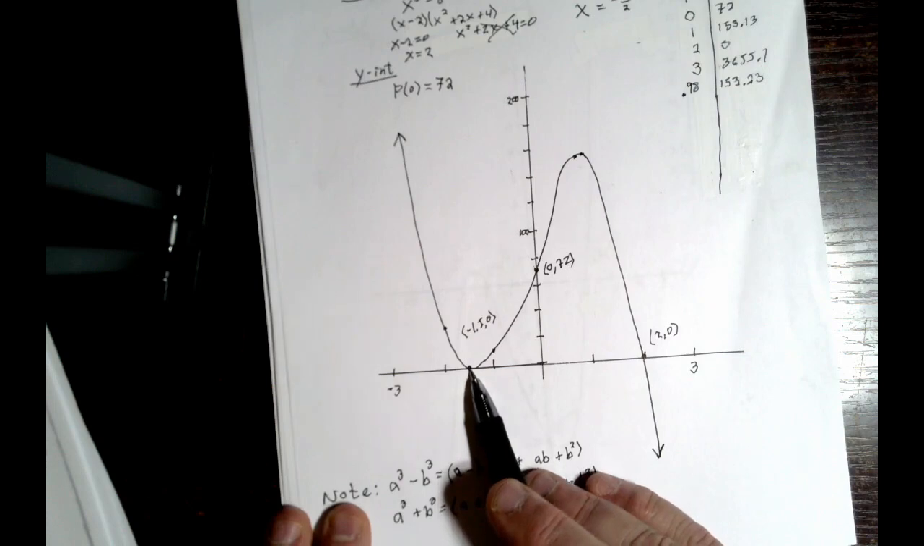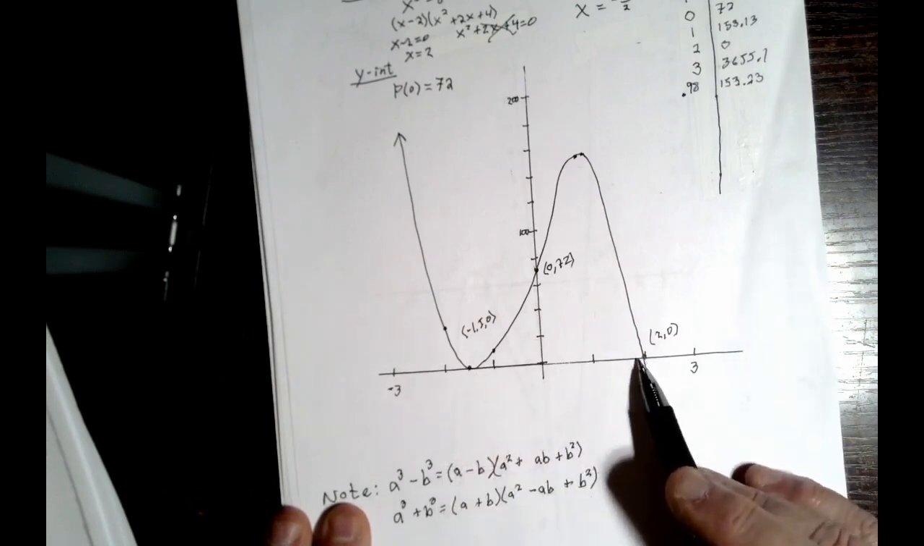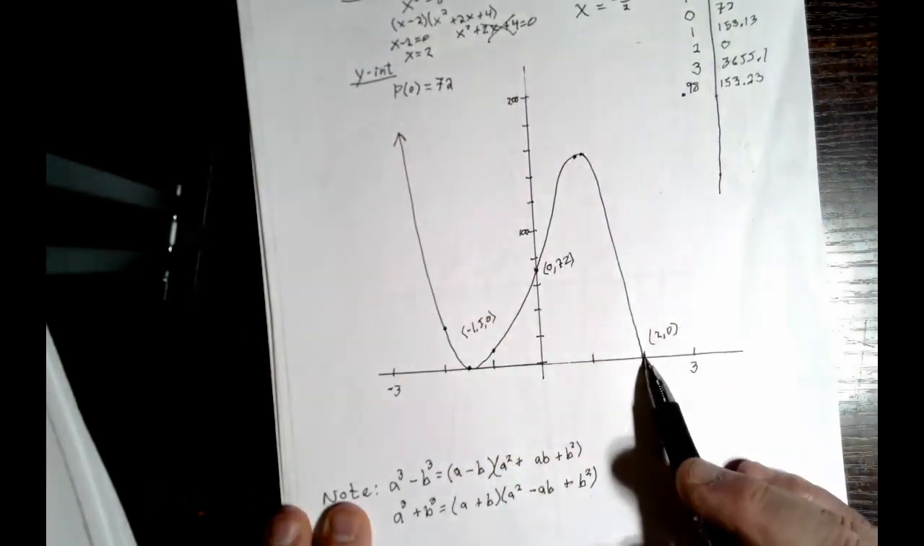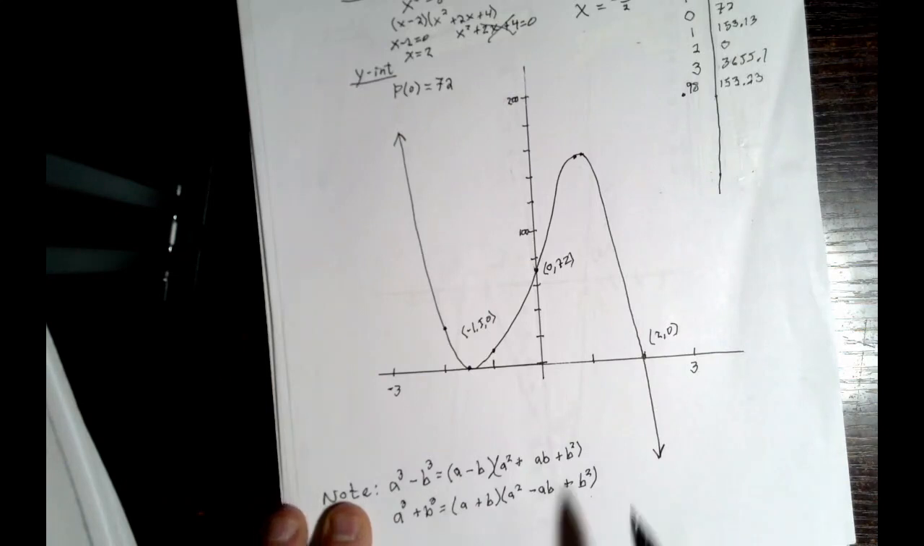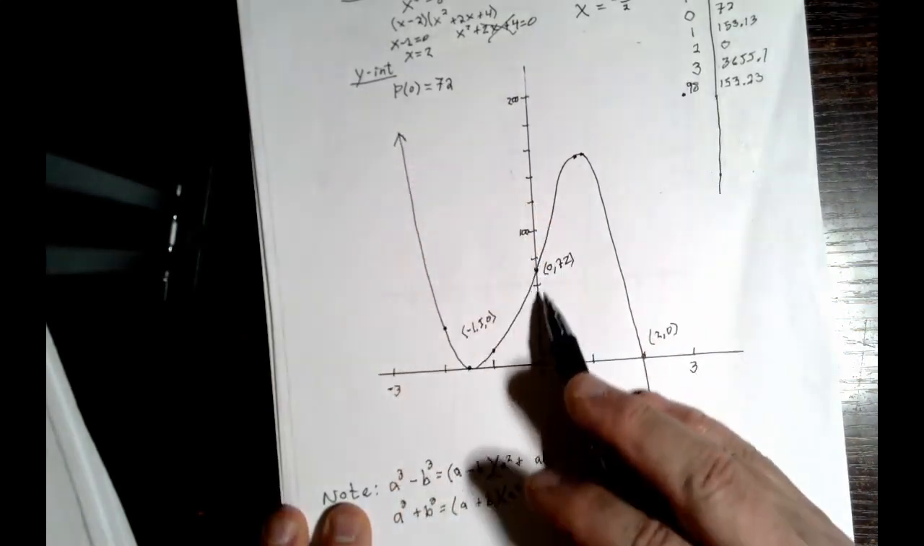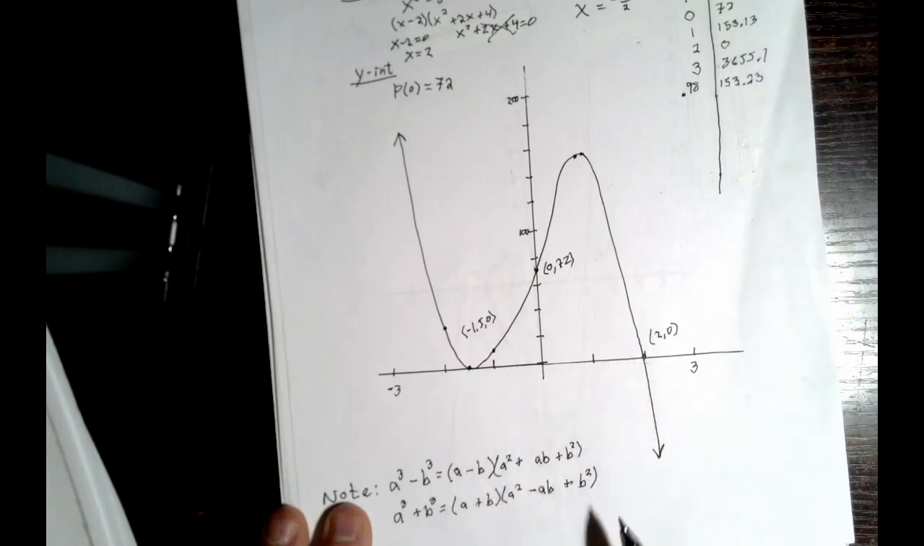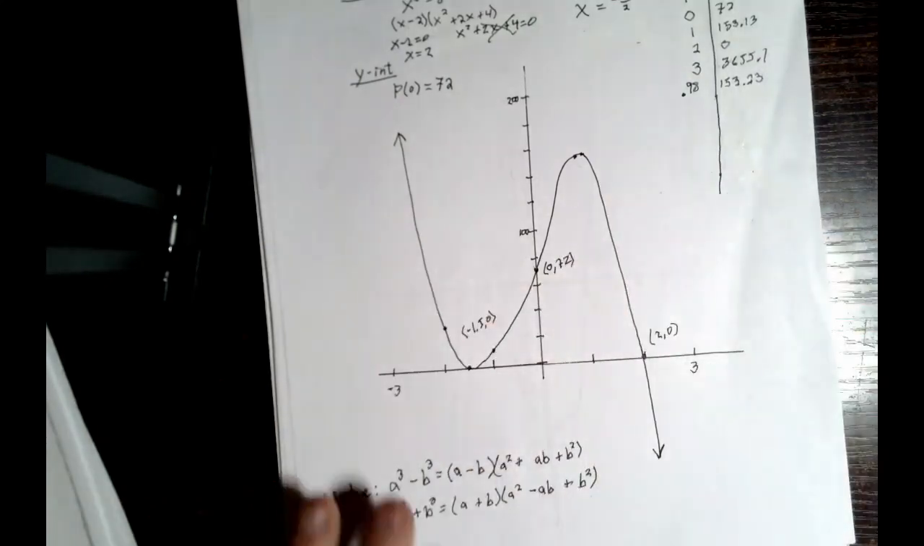This one at minus 3/2, it bounces, right? And at positive 2, it's not multiplicity 2, it's multiplicity 1. That's why it passes through. And you also have a y-intercept of 72. And I picked a few more points in the middle, in between, to give me a nice smooth curve.